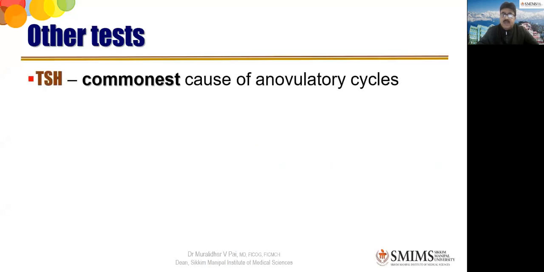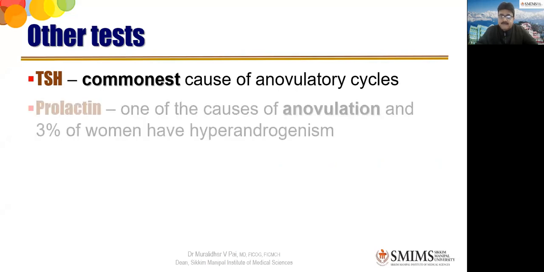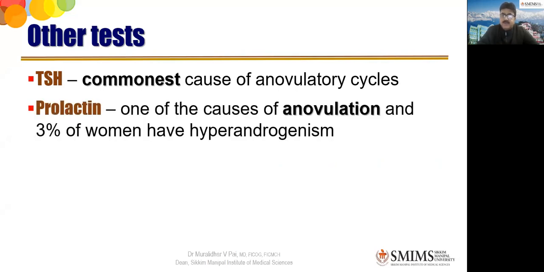Yes, of course. TSH, since hypothyroidism is a common cause of anovulatory cycles. So if you are confused whether it is a pure case of PCOS or there is an overlay of hypothyroidism, it is definitely worthwhile estimating TSH because that's also one of the causes of anovulatory cycles. Similarly, remember I took maybe the third or fourth lecture on hyperprolactinemia, and it's one of the causes of anovulation. And 3% of women have hyperandrogenism in them. So definitely prolactin has to be estimated in a case of PCOS.